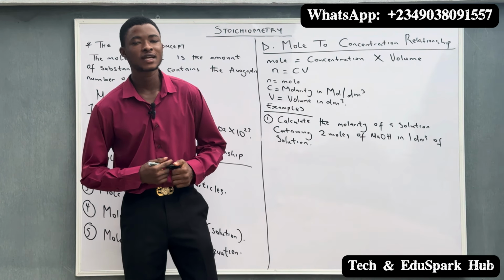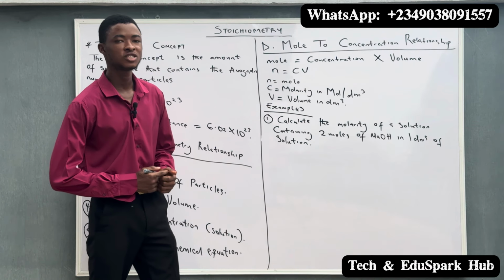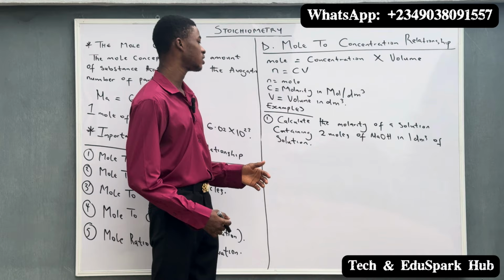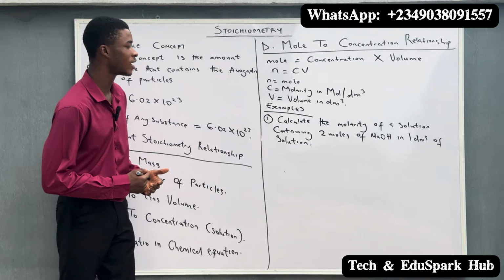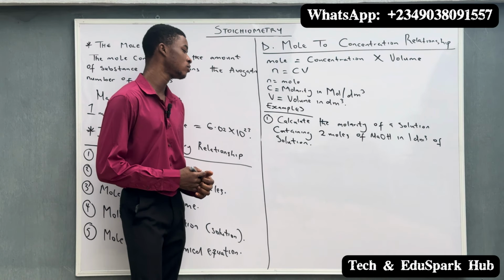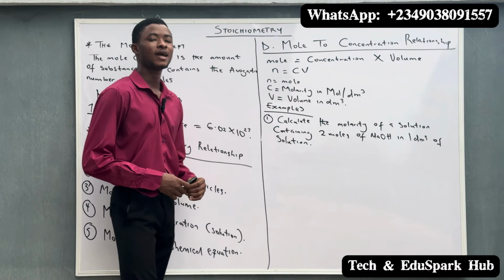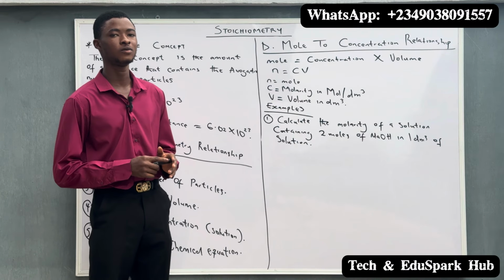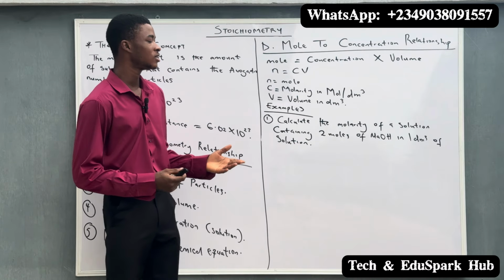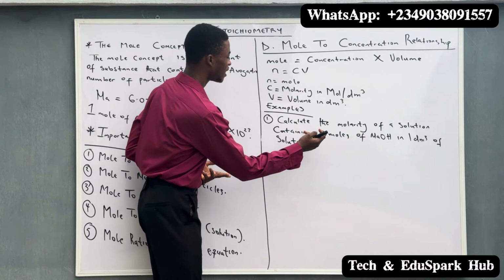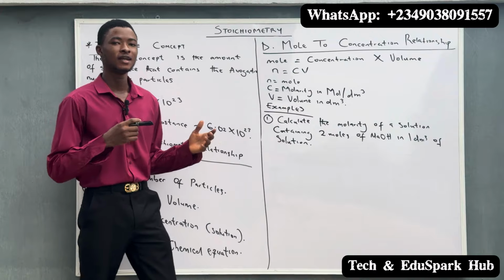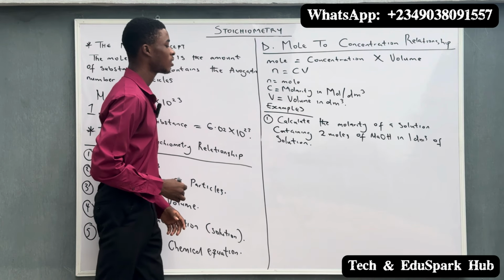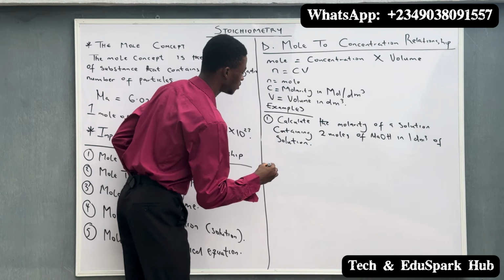So let's look at examples under this mole to concentration relationship. And moving to the first example, the question says calculate the molarity of a solution containing 2 moles of NaOH, sodium hydroxide, in 1 dm cube of solution. So, like I said earlier, when you are calculating question on stoichiometry, you have to read the question very well so you can know what you are asked to calculate. So the question says calculate the molarity, which means what? You have to find the molarity in this question. And the molarity is what? Is the C.